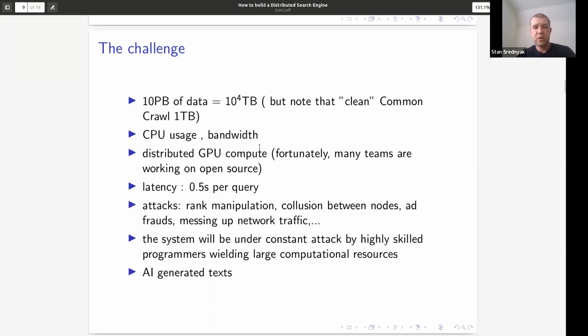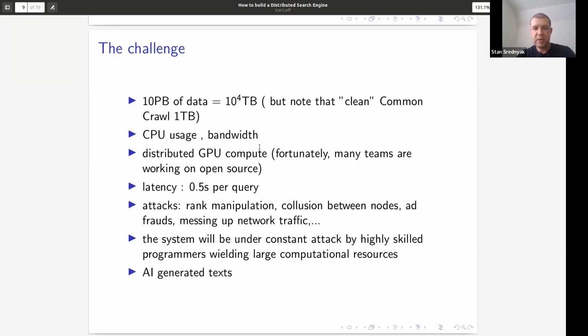Then, in order to build a decentralized search, we have to accumulate massive CPU usage and bandwidth. We also have to think about distributed GPU compute. And then, very importantly, we have to respect the user's expectations. We don't have more than half a second to deliver query results, at least search results.